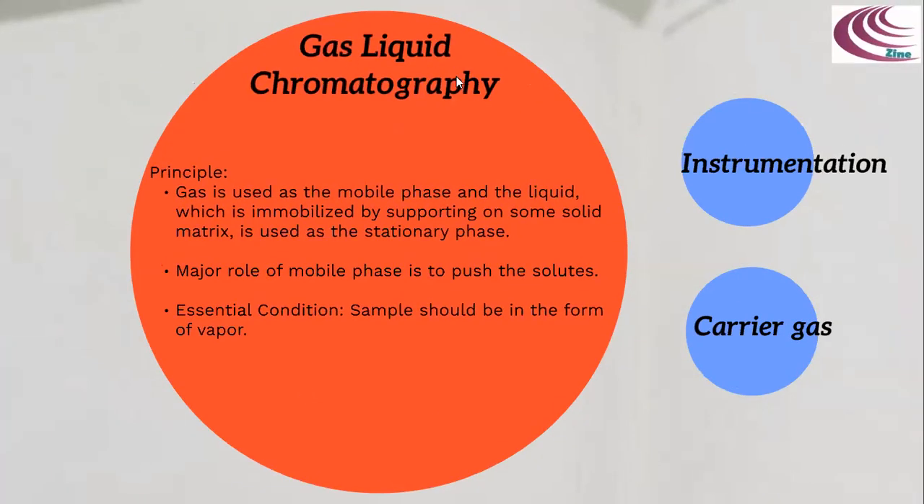Now, in case of gas liquid chromatography, the principle in GLC: unlike gas solid chromatography, gas liquid chromatography is very widely used for the separation of gaseous samples. In this technique, gas is used as the mobile phase and the liquid, which is immobilized by supporting on some solid matrix, is used as the stationary phase.